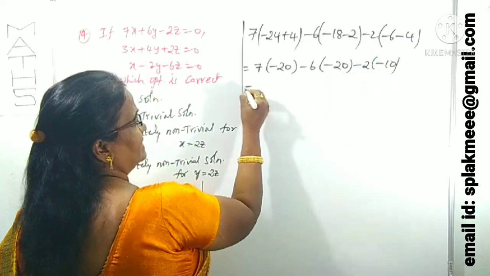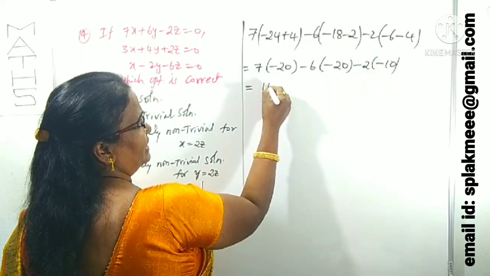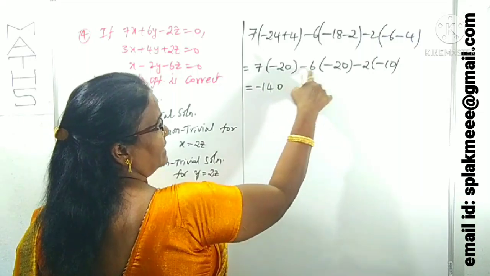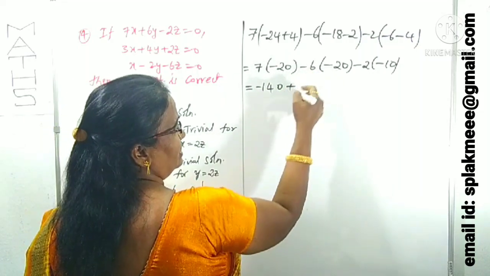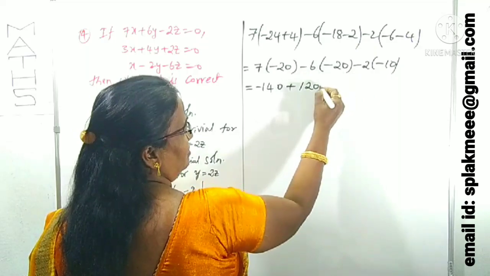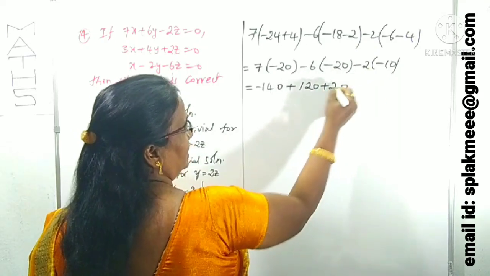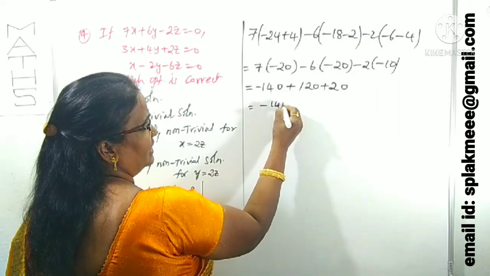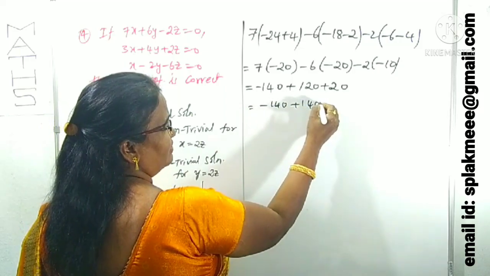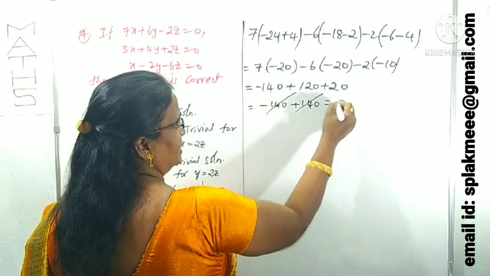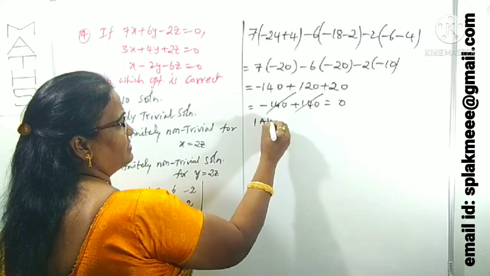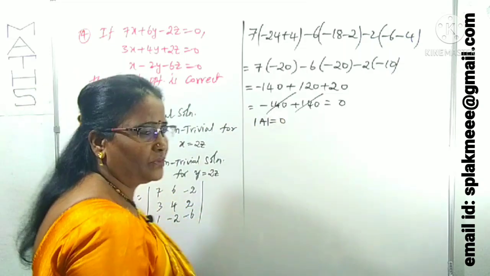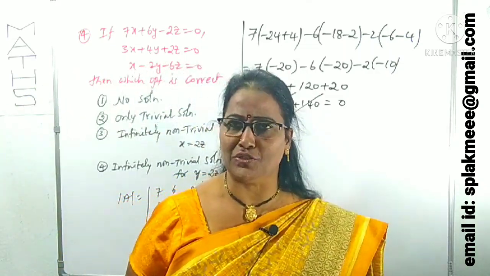Right. You know 7 times 20 is 140 with minus. Minus into minus plus 6 times 20 is 120 with plus 20. You know that clearly here minus 140, here plus 140. Minus 140 plus 140 becomes 0. Det A is equal to 0 means what? Is it a unique solution? No, it does not have a unique solution.